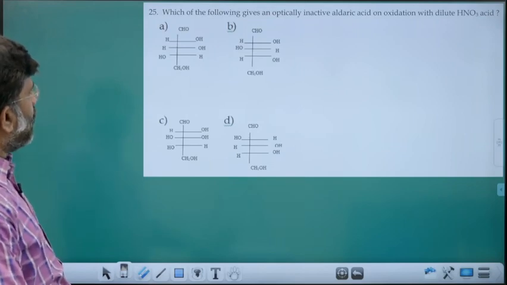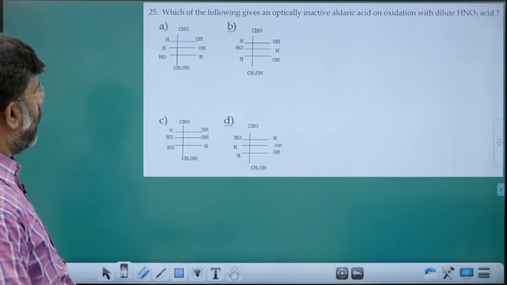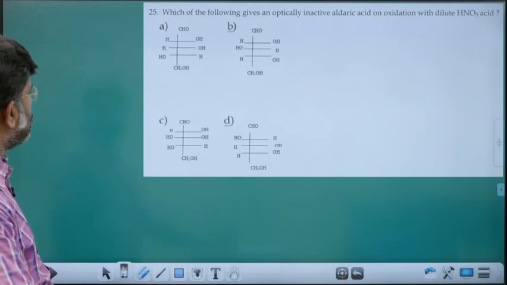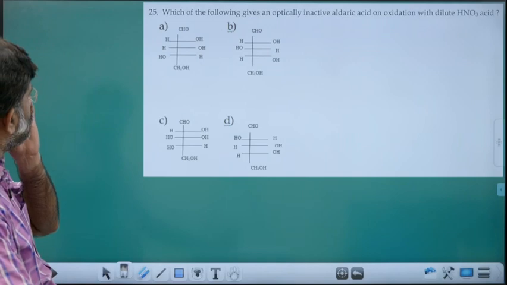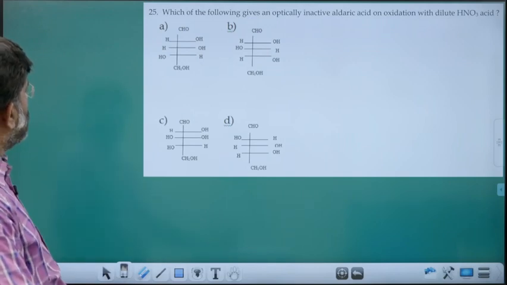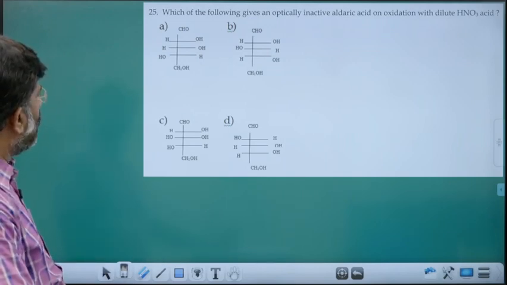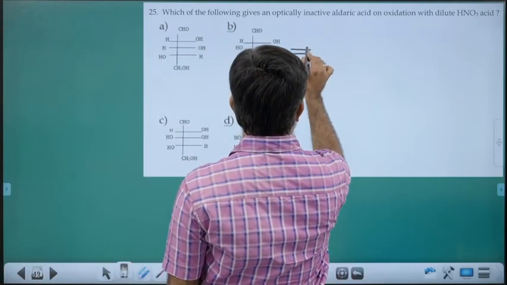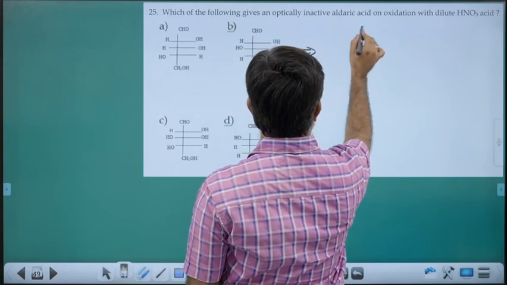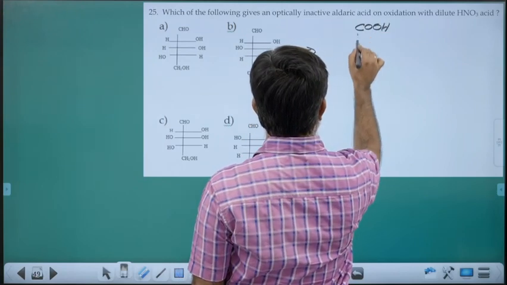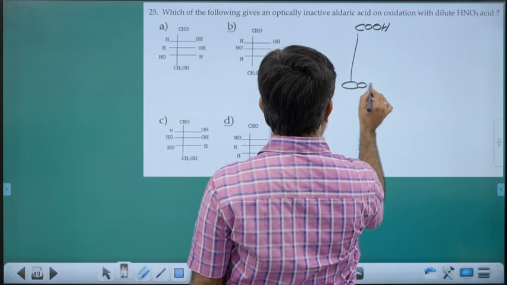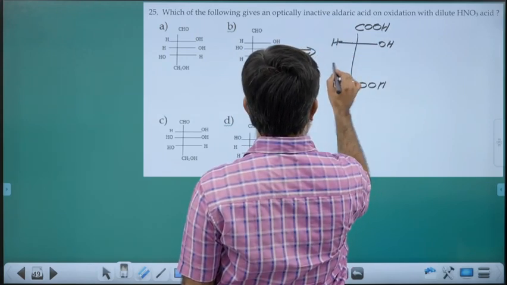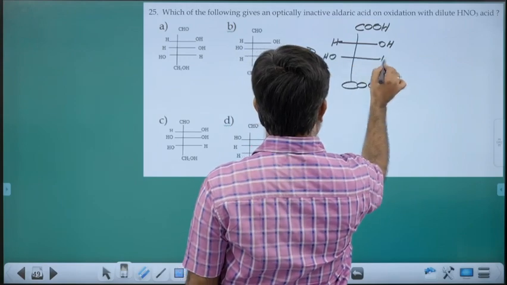Which of the following gives an optically inactive aldaric acid on oxidation with dilute nitric acid? Option B is the answer. This group is converted to COOH and this group is also converted to COOH, and there are no changes in the other area. You are having it like this only.